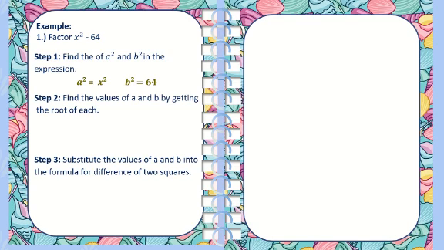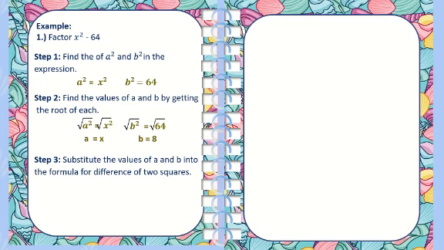Next, step 2. Find the values of a and b by getting the root of each. Get the square root of x squared and 64. For a, the square root of x squared is equal to x. For the second term, it is positive 8.